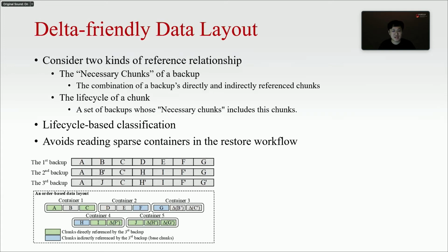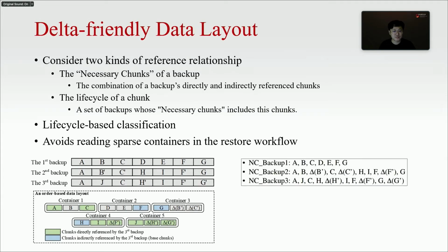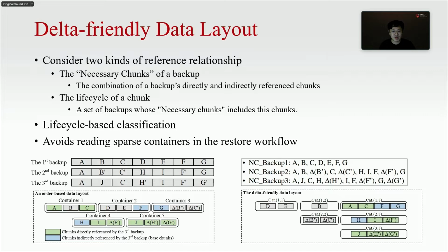The second technique is delta-friendly data layout. We consider the two kinds of reference relationship together and define the necessary chunks of a backup. It is a combination of a backup's directly and indirectly referenced chunks. And then we define the life cycle of a chunk according to backups' necessary chunks. Finally, we apply life cycle-based classification on deduplicated data to organize a data layout, as shown in the right bottom figure. In this data layout, restore required chunks of any backup are located compactly.